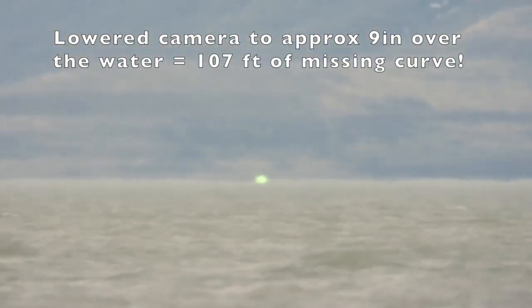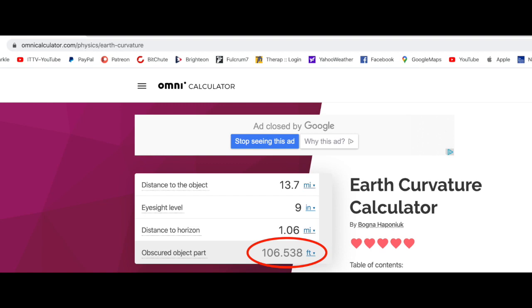Alright, final shot and final calculations. I lowered my camera down to about 9 inches over the water on this shot. It was under a foot, it was so close the waves were basically licking my camera. And the results give us the answer. We are not on a sphere.